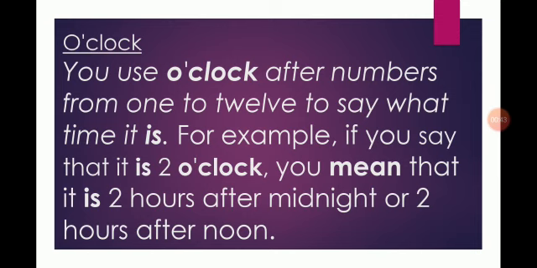For example, if you say that it is 2 o'clock, الساعة الثانية, you mean that it is 2 hours after midnight or 2 hours after noon. You make sure ممكن الساعة تكون 2 في منتصف الليل or 2 بعد الظهر. So o'clock mean في تمام الساعة. Whatever what is the number. It's 2 o'clock في تمام الساعة الثانية.